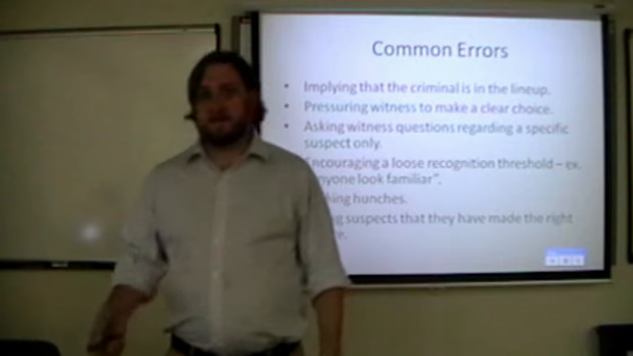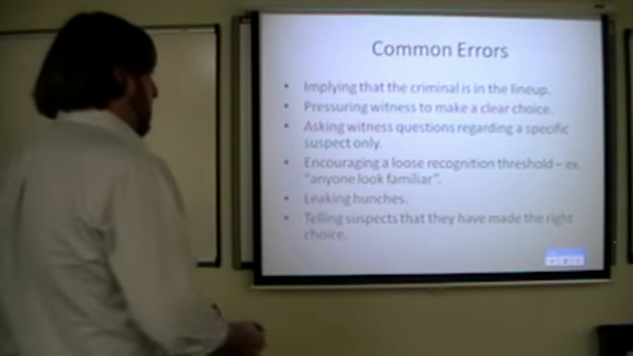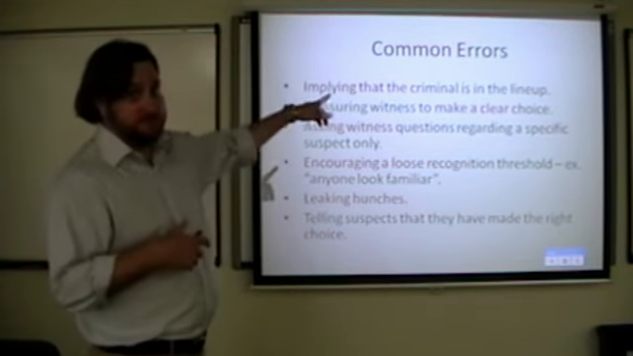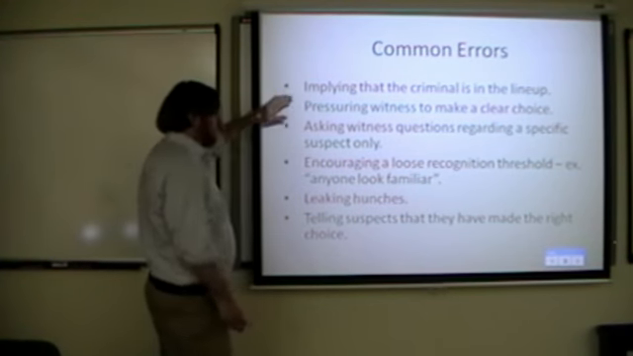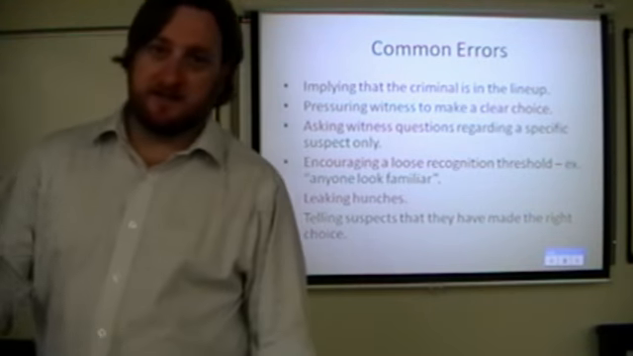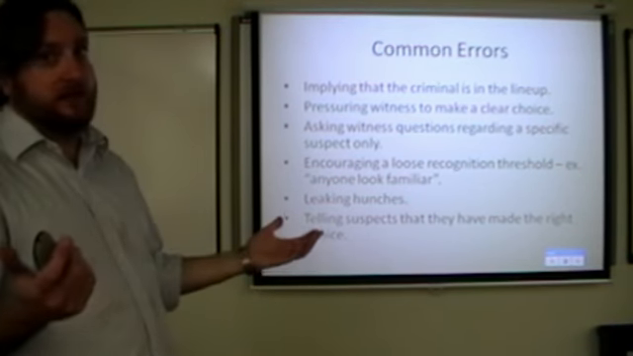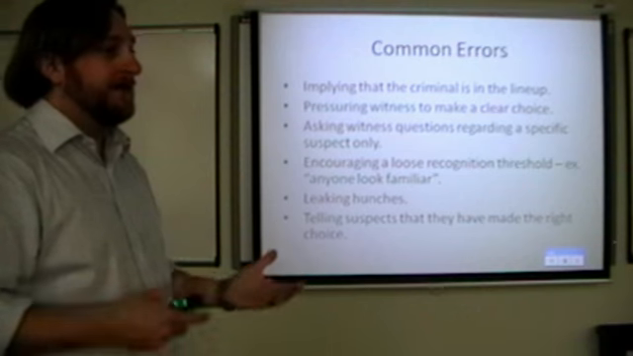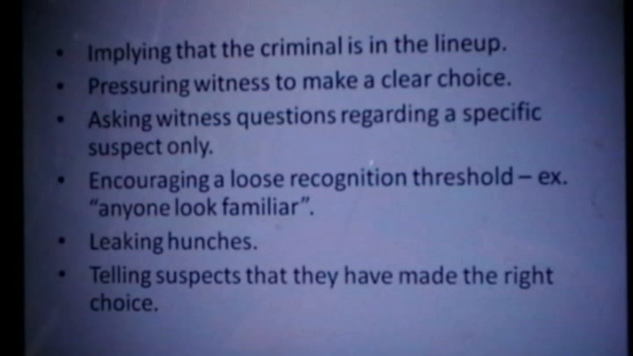Another thing is that police will often imply that the suspect is in the lineup, just like I did with those 6 guys. That's a bad idea because it forces a witness to make an identification. If it's one of those 6 individuals, well, I gotta pick one of them. And that's not how we want people in our society identifying suspects.